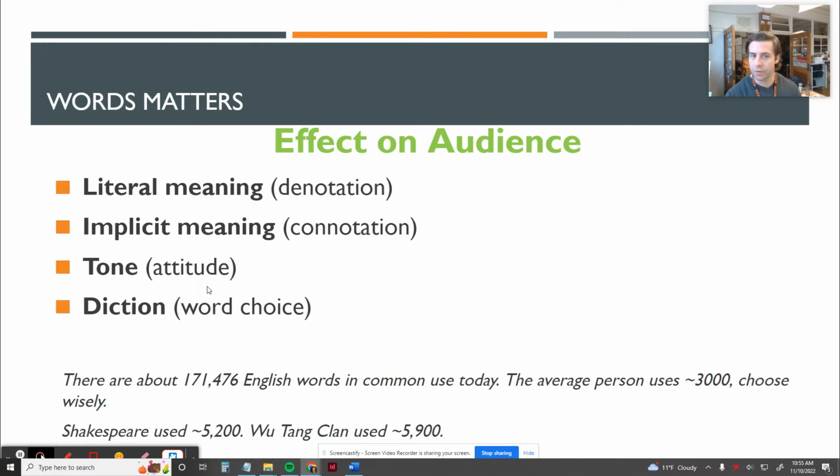There are also tones of words. Different words that we choose have different kinds of attitudes towards them. And so usually if you're trying to convey a specific tone, type a word and then look up synonyms. Is there anything else that gets more toward the feeling of the passage that I'm trying to write? And then the last term that I want you to know is diction, which is another word for word choice. So if I talk about an author's diction, that means the words that they're choosing to use.